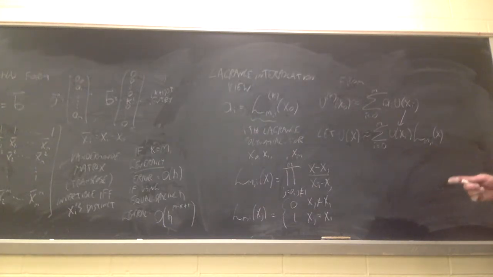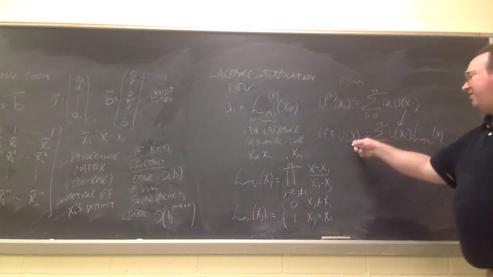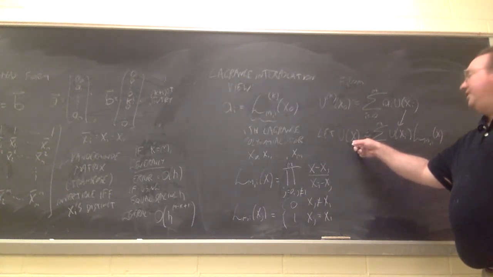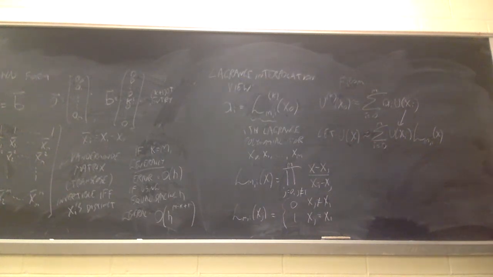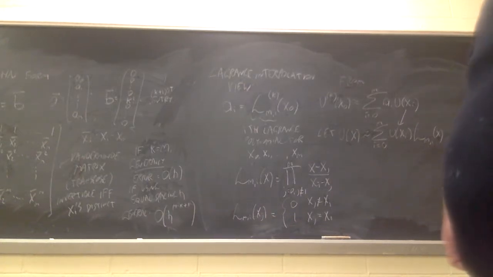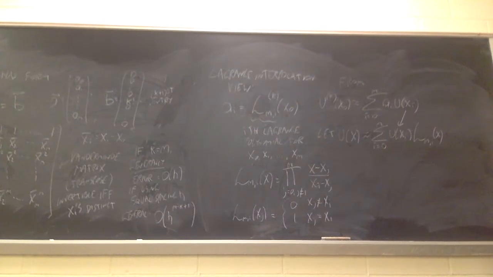And why does this work? If I plug in x equal xj in here, then I'm plugging in xj here. So when i is not equal to j, this becomes 0, drops out. When i equals j, I get 1, and I get u of xj. So that's my way of approximating u by a polynomial.